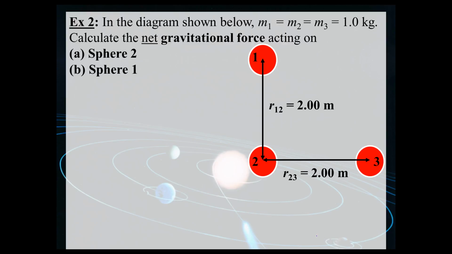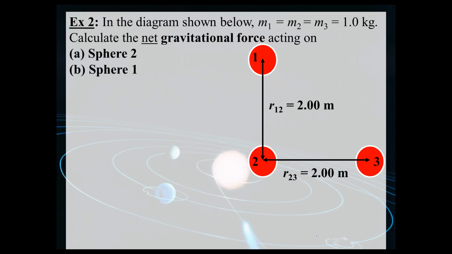All right, in the diagram shown below, masses 1, 2, and 3 are all the same mass. Okay, so we've got that at least. And the distance between those objects from 1 to 2 and 2 to 3 is also the same. So that's good that we've got some constants here. And I want to calculate the net gravitational force acting on sphere 2 and then sphere 1. It's going to be easier to do it on 2 than 1. Now, before I get into this, I'm going to do some preliminary calculations that are just going to save me a little bit of work later.